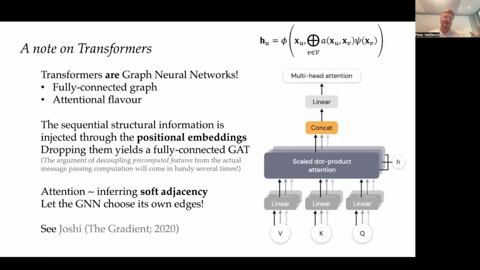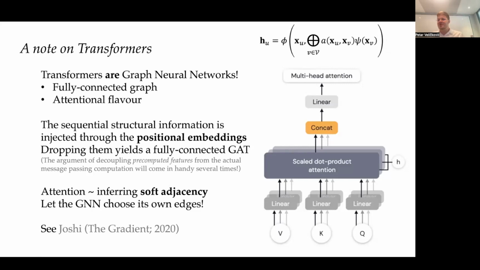But the general idea that we want to make, now that we've arrived at the same conclusion, is that I've reached the definition of a transformer without ever using the word transformer. I've just used concepts of graph neural networks, fully connected graphs, and attentional flavors. Therefore, we can say that transformers are a special case of graph neural networks under these two assumptions.